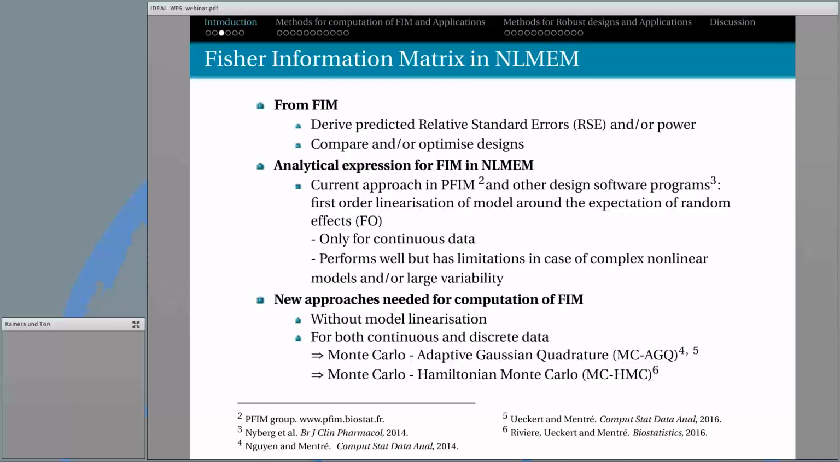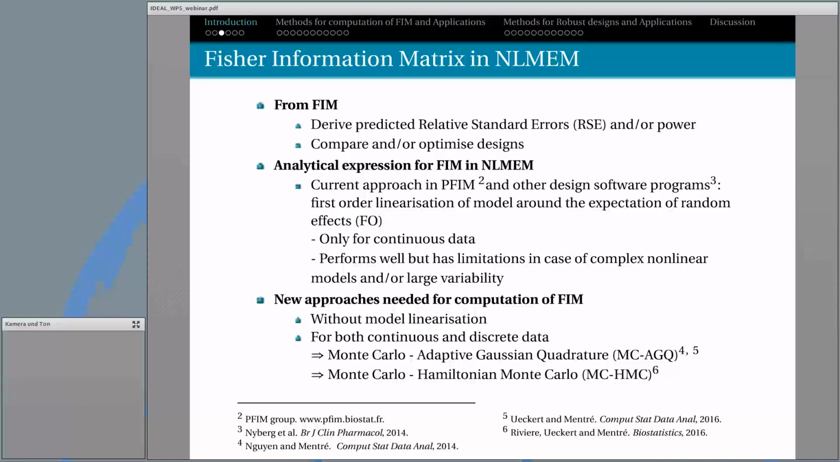And from this expected Fisher information matrix, you can derive the predicted standard error or relative standard error when you divide them by the value to get the coefficient of variation, and the power, and you can use it to compare and/or to optimize design. So the question is to get an analytical expression of this FIM in nonlinear mixed effect models.